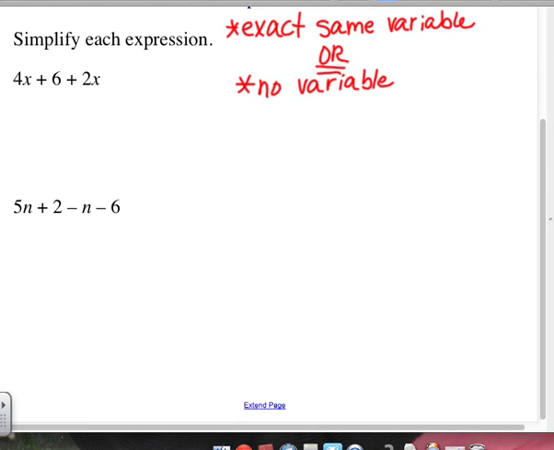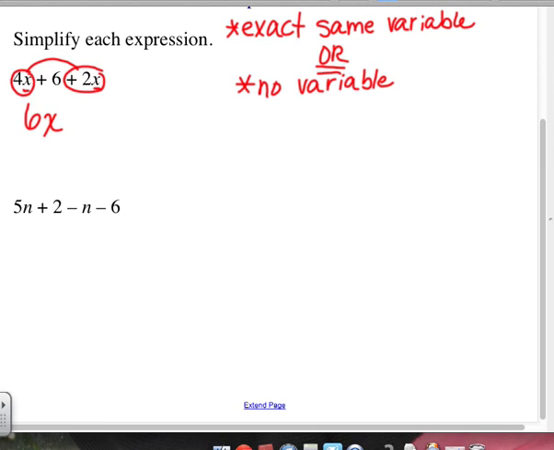So if I'm looking at this first expression, I see I have a 4x. His variable is x. And I'm going to scan through the rest of the expression. I'm going to see if anybody else has an x. The 6 does not, but the 2 does. So I'm going to take this 4x, and I'm going to take this plus 2x. Remember, notice how I circled that plus sign with the 2x. That plus sign belongs to that 2x, and I'm going to combine them. And 4 x's plus 2 more x's would make 6 x's, right? Because 4 plus 2 is 6.